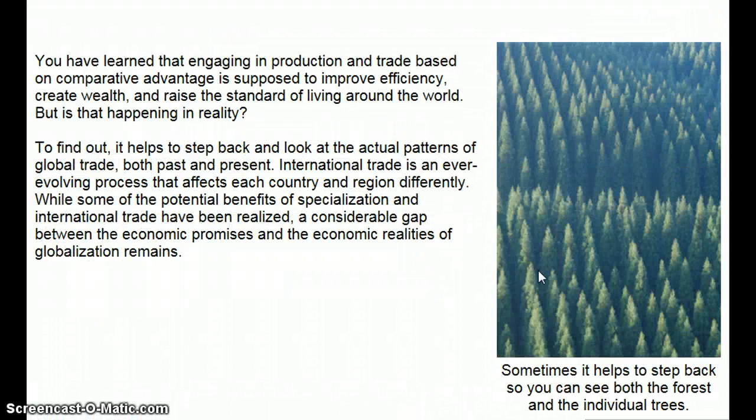You have learned that engaging in production and trade based on comparative advantage is supposed to improve efficiency, create wealth, and raise the standard of living around the world. But is that happening in reality? To find out, it helps to step back and look at the actual patterns of global trade, both past and present. International trade is an ever-evolving process that affects each country and region differently. While some of the potential benefits of specialization and international trade have been realized, a considerable gap between the economic promises and the economic realities of globalization remains.